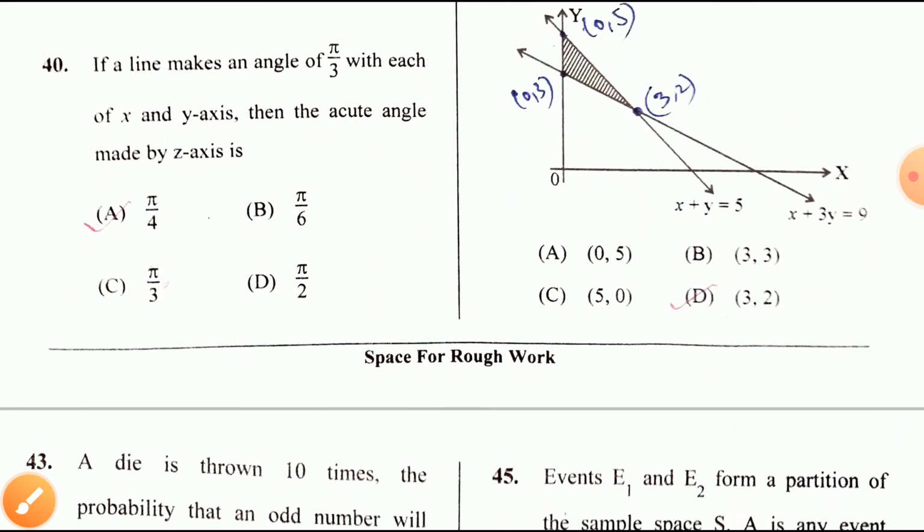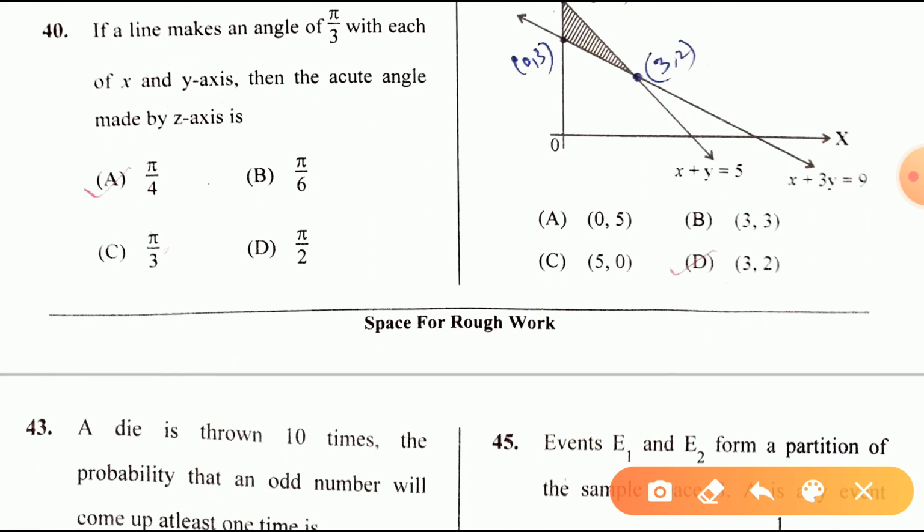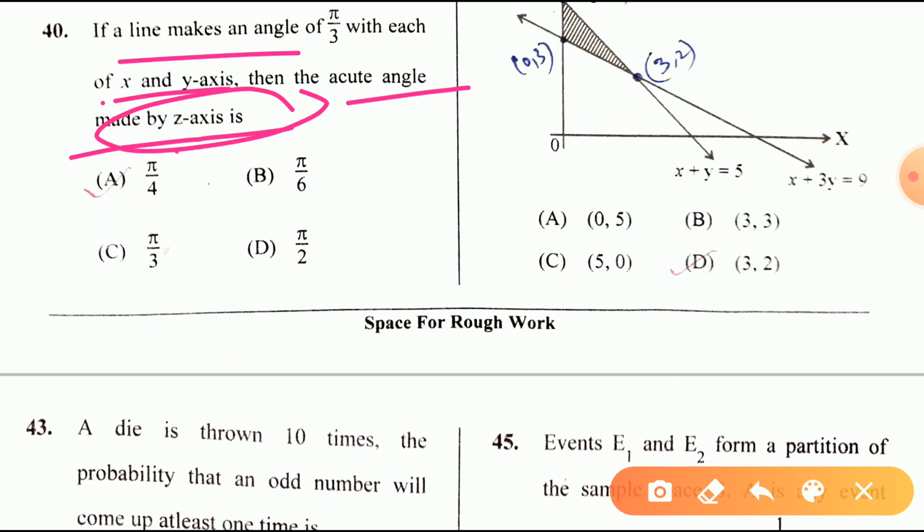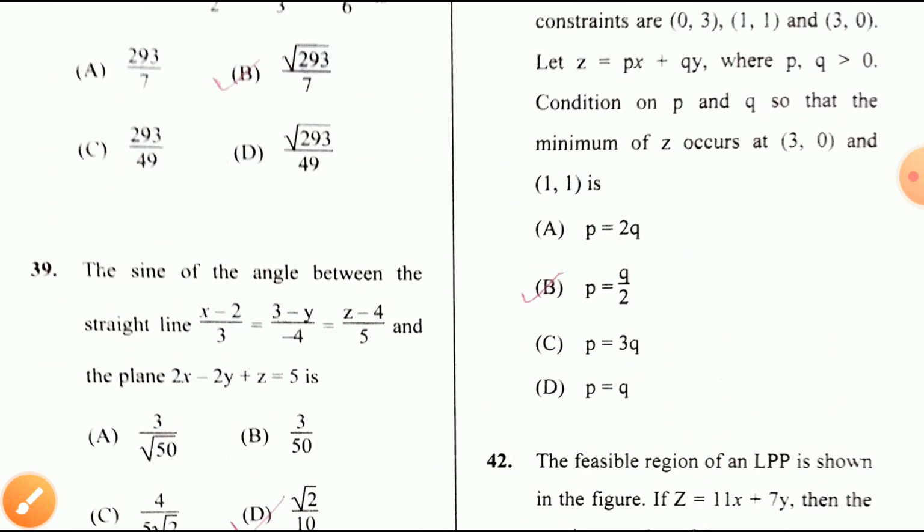Next, question number 40. If a line makes an angle 5 by 3 with each of the x and y axes, the acute angle made by the z axis is 5 by 4. Okay.